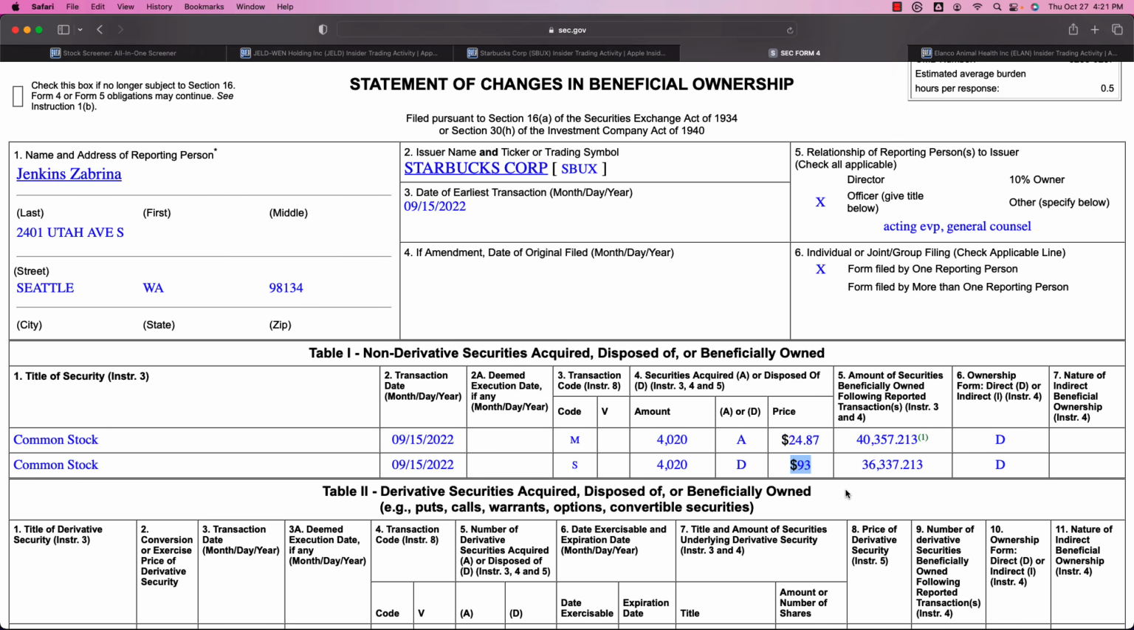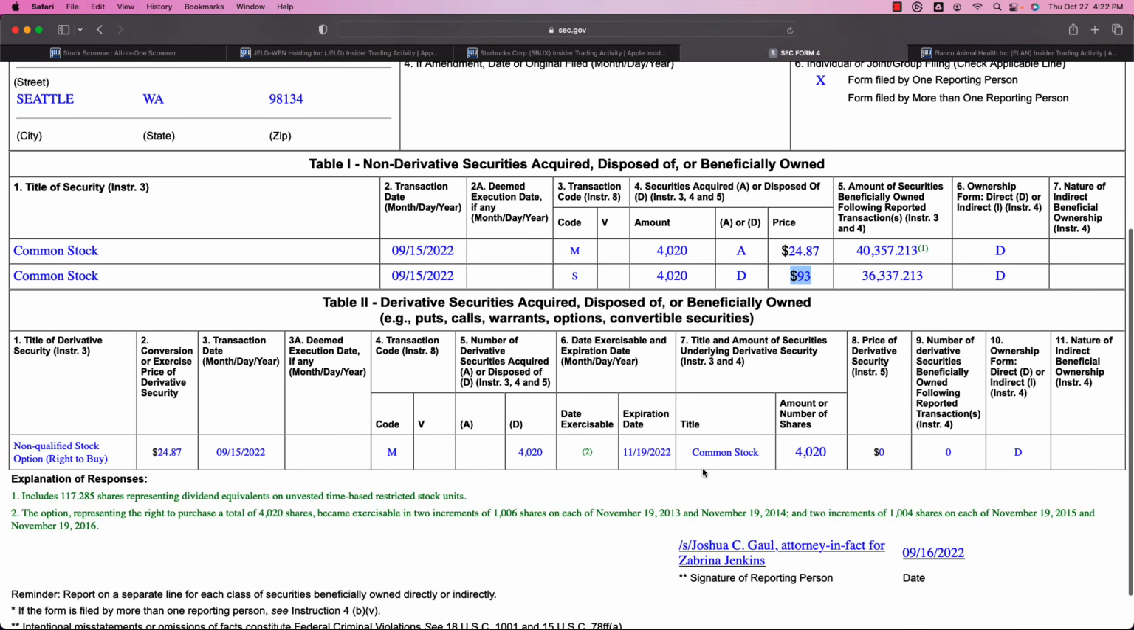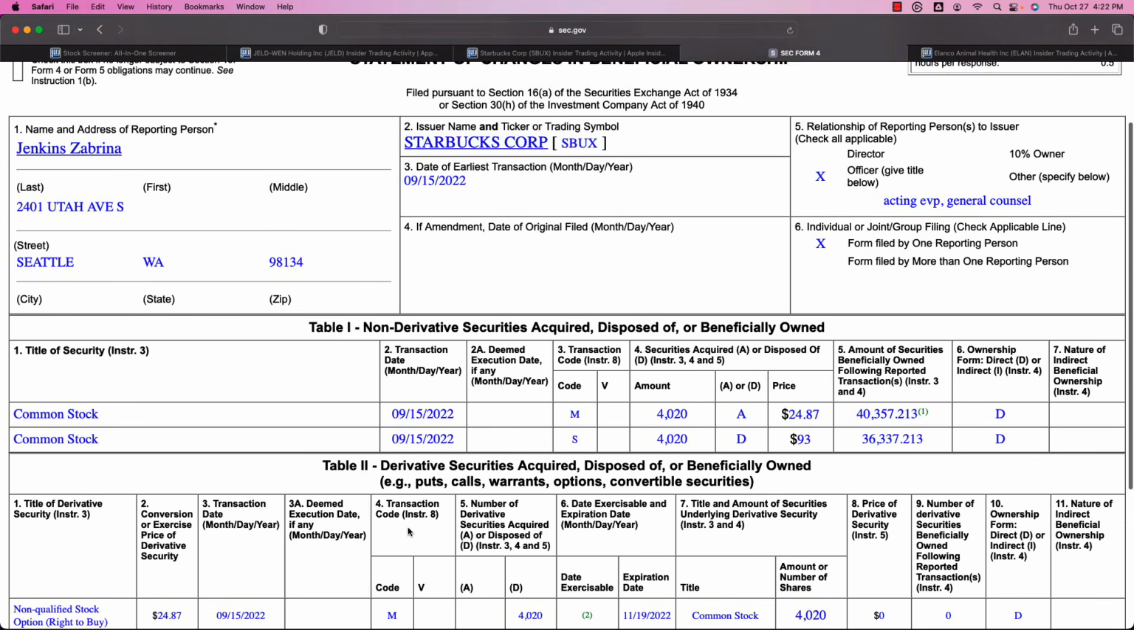The reason they could acquire stock at $24.87 is they had call options or warrants issued by the company that allow them to buy up to 4,020 shares of stock at a price of $24.87 up to, it probably expires at the end of September. Well, here it is. It's in the fine print. The option representing the right to purchase 4,000 shares became exercisable in 2 increments, November 15 and November 16. Okay, so they've been exercisable for several years, but they're now exercising those options.